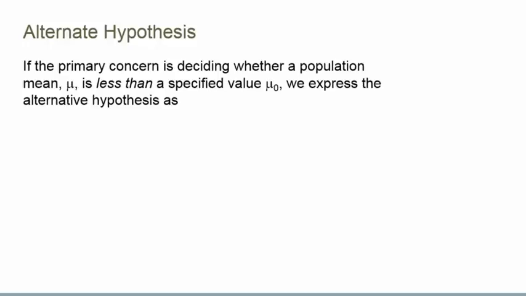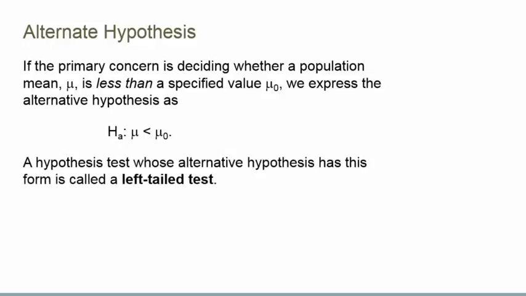Alternate hypothesis. If the primary concern is deciding whether a population mean mu is less than a specified value mu sub 0, we express the alternative hypothesis as H sub A: mu less than mu sub 0. A hypothesis test whose alternative hypothesis has this form is called a left-tailed test.